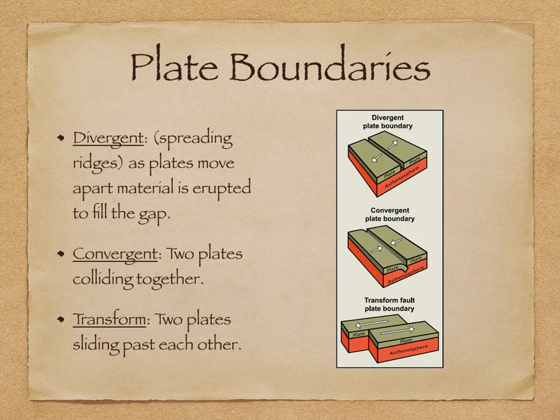Plate boundaries. There are 3 types of plate boundaries. Divergent plate boundaries, as you can see to the right, are the spreading of the plates, two plates spreading apart. As the plates move apart, the material is erupted to fill the gap. Next, we have convergent plate boundaries, where two plates collide together. The last type of plate boundary is a transform fault plate boundary, where two plates slide past each other.